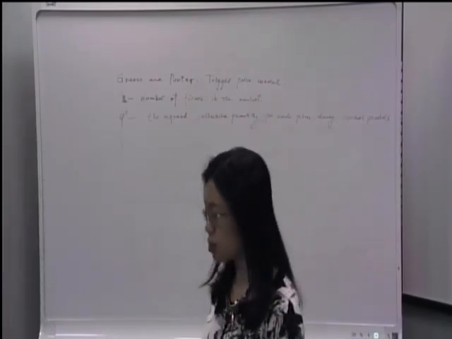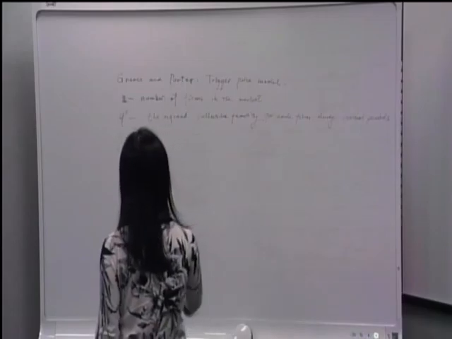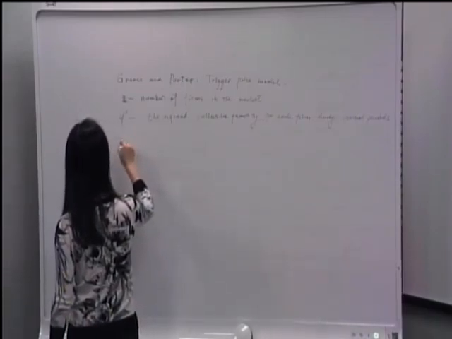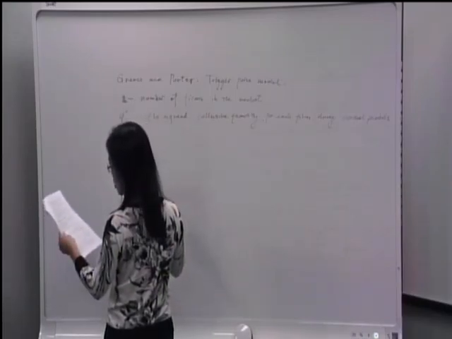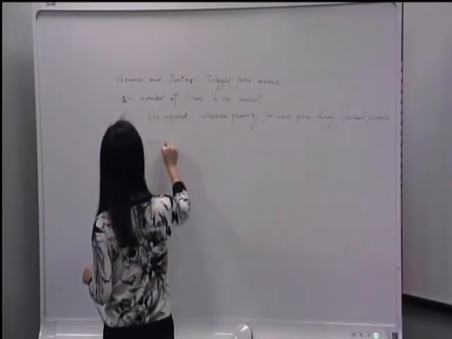Okay, so the next choice variable they're going to determine is T. And T is the length.